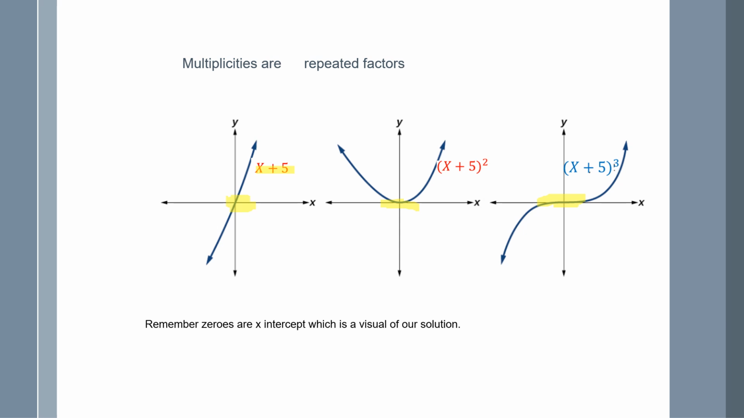Remember, zeros are the x-intercepts, which are the visual of our functions. So multiplicities deal with zeros, and x-intercept means the same thing as zero. It either touches the x-axis or crosses it, which is the x-intercept.